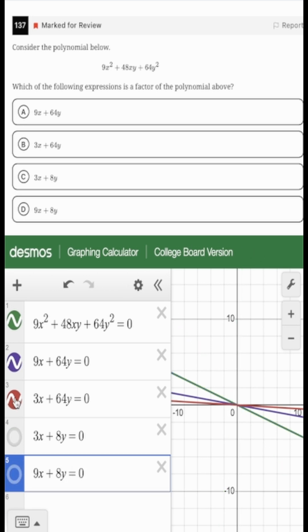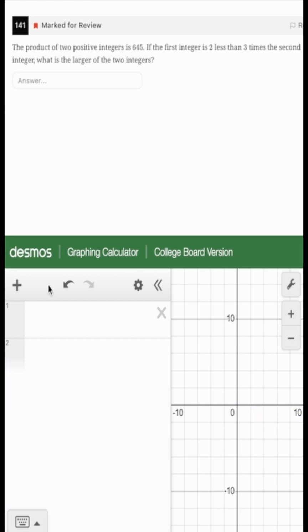So we could just check which answer choices line up to this graph. It's not A. It's not B. Oop, it looks like it could be C. And it's not D. So it looks like the answer is C. Boom. Okay, guys, now it's time for a hard difficulty question.